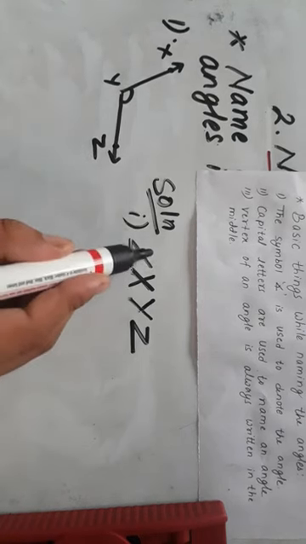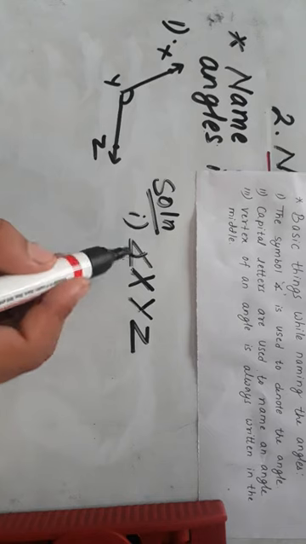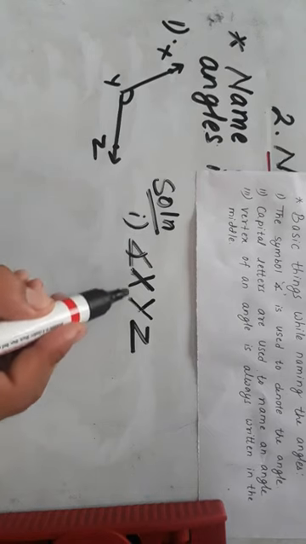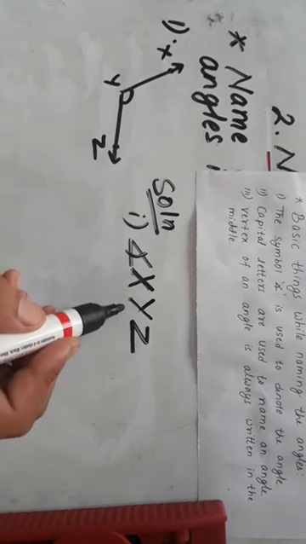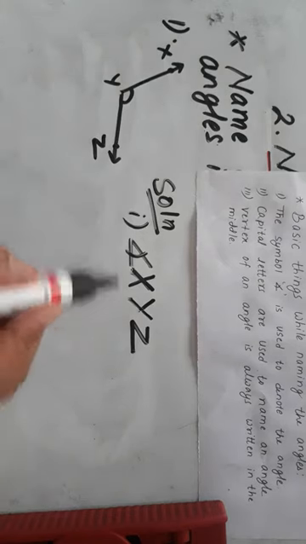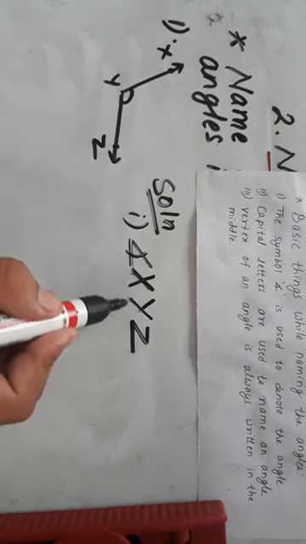You should keep the symbol of an angle. Here all the letters should be in capital, and similarly here the vertex must lie in the middle.